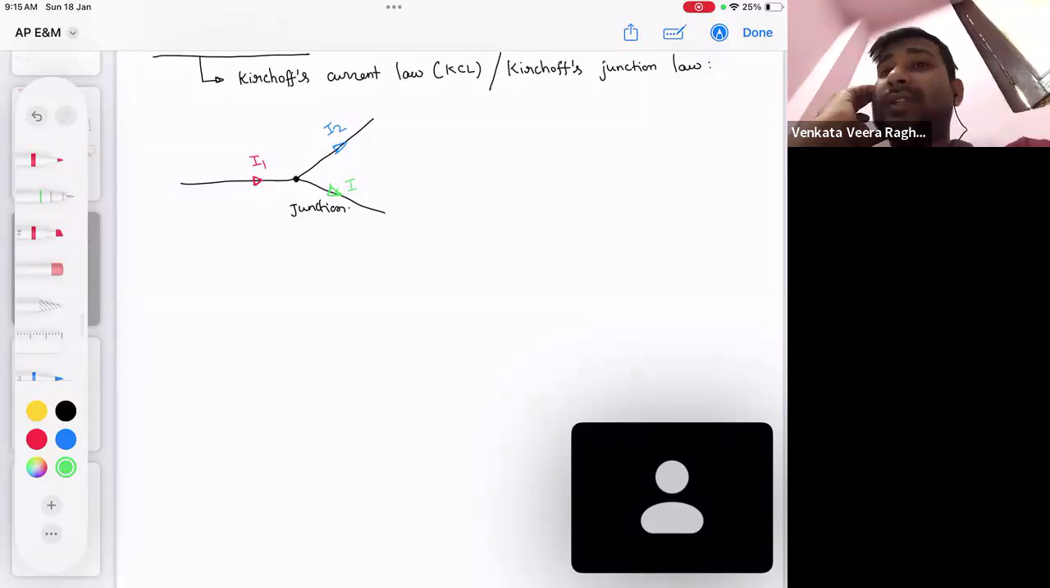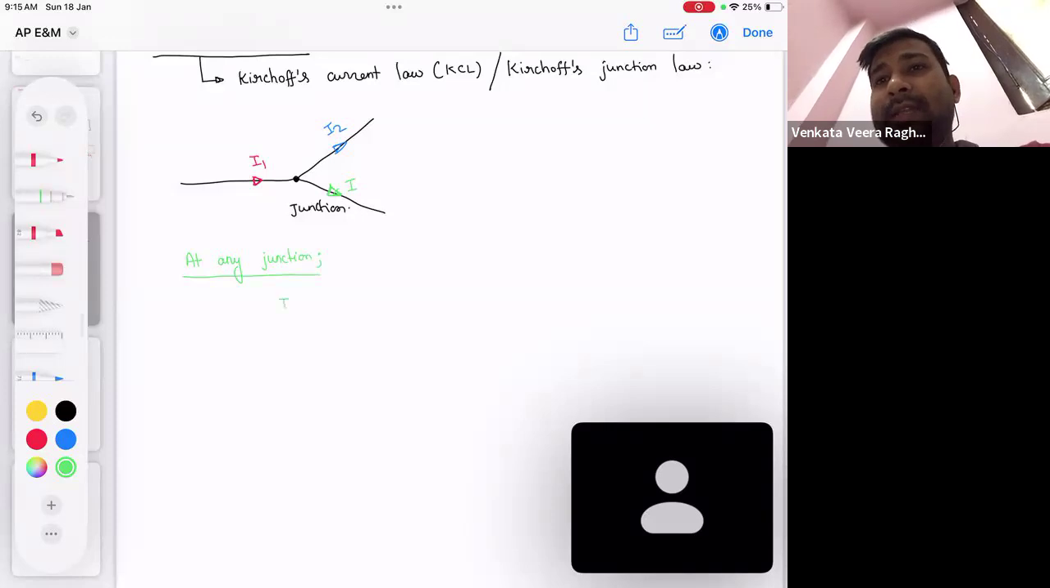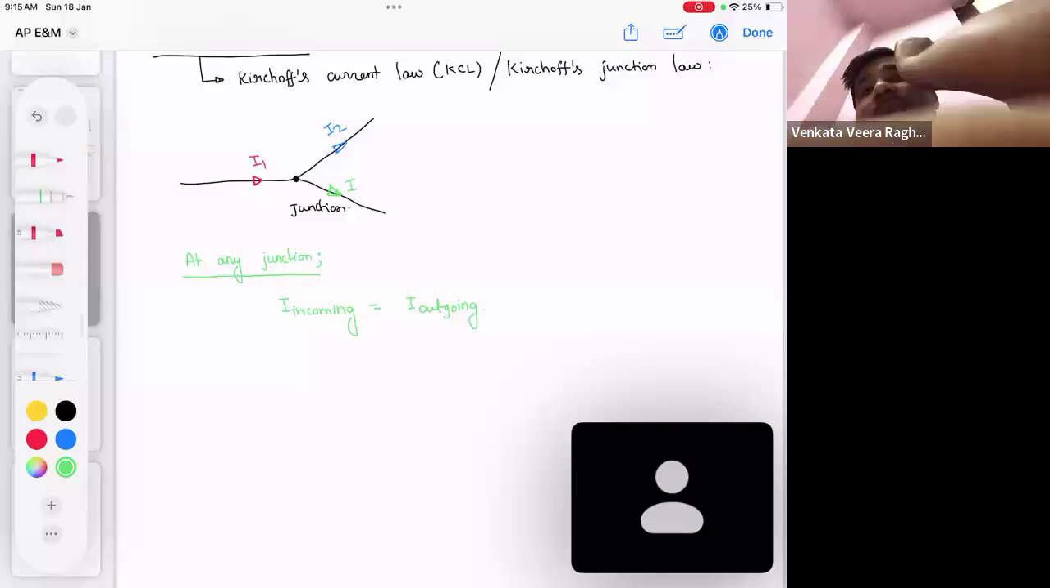Kirchhoff's current law or junction law is written in two ways. Okay, what are the two ways? Sometimes they will write, at any junction, what should happen? Can you write it? Incoming current should be equal to what? The outgoing current. Means whatever current enters a junction, exactly the same amount of current must be leaving the junction, isn't it?